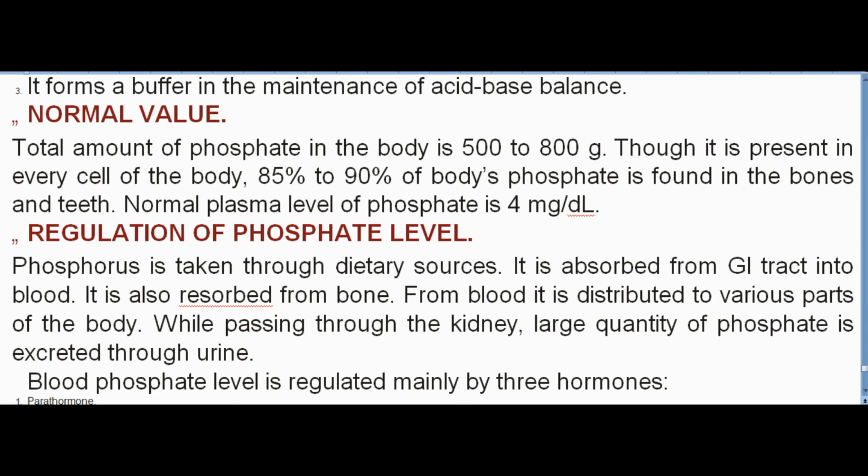Normal value. Total amount of phosphate in the body is 500 to 800 g. Though it is present in every cell of the body, 85% to 90% of body's phosphate is found in the bones and teeth. Normal plasma level of phosphate is 4 mg/dl.